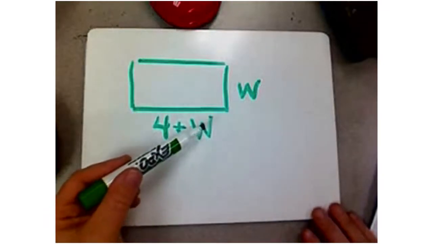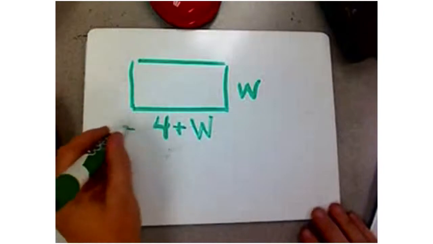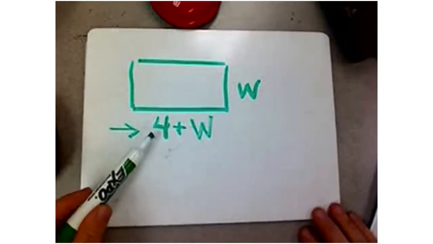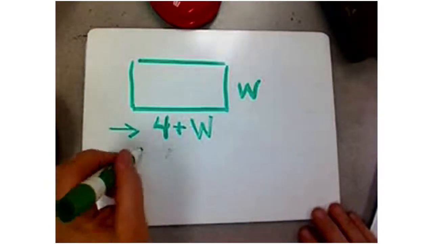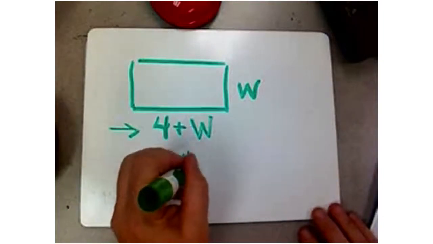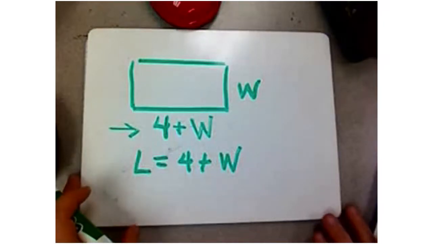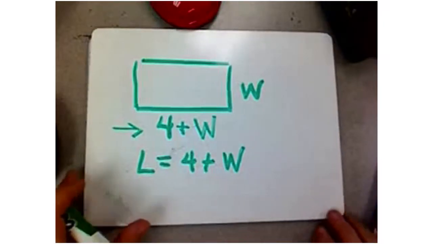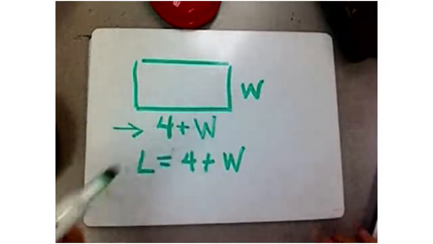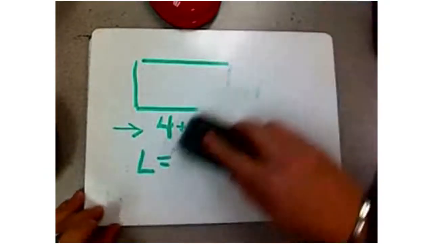So the length equals, here it is right there, you drew it on your picture. The length equals 4 plus W. L equals 4 plus W. All right, that's what they want you to do. So you'll have some questions like that where you draw a drawing, write it down, and then express it how they've asked you to do that.